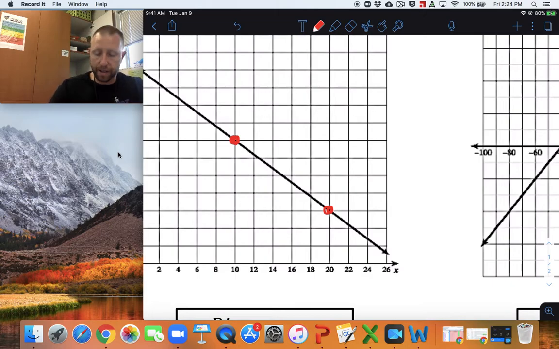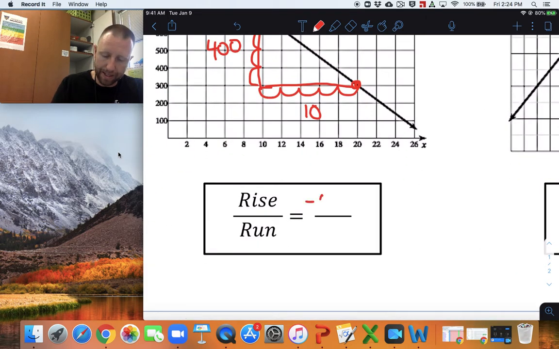So when I draw my rise and my run, when I draw my little triangle here, I can see it looks like I go down 1, 2, 3, 4. But remember, we're counting by 100s. So I didn't just go down 4, I went down 400. And then when I go over, 1, 2, 3, 4, 5. But I didn't just go over 5 because we're counting by 2s on the x-axis. So that's 10. My rise and my run, because I was going down, is negative, I'll put that up on the graph too, just to make sure everyone's aware, is negative 400 over 10.